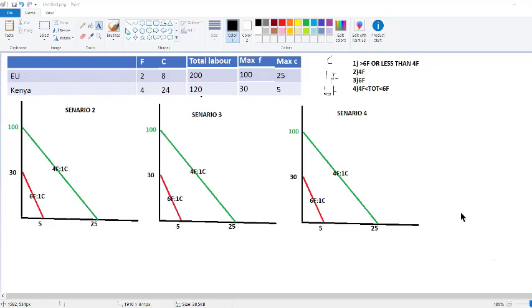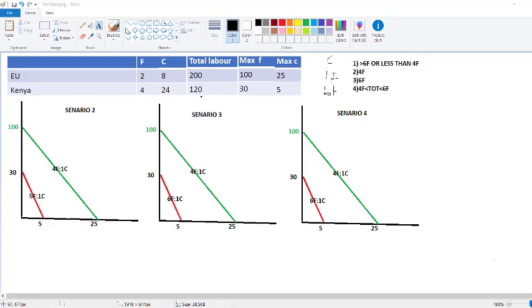So in the last lecture, we looked at the same example in terms of autarky. What we're going to do now is look at it in terms of an open economy, where we allow Kenya and the EU to trade with each other. Kenya here is in red, and in green is the EU. What we established yesterday was the terms of trade per country.